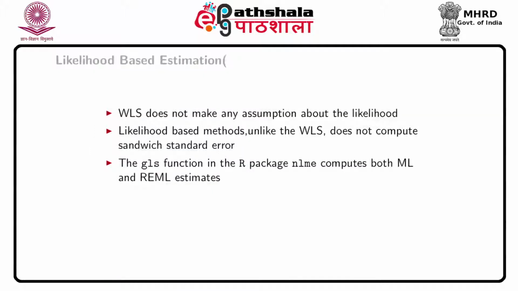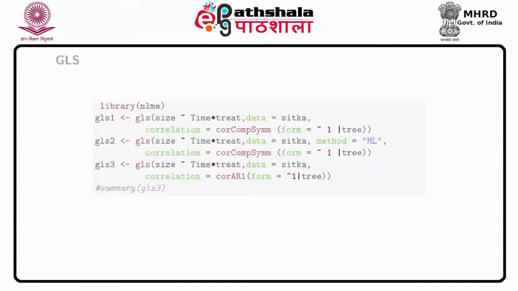Now, as we all know, weighted least squares does not make any assumption about the likelihood, and we have also learned theoretically about the REML functions. So we would now be using the R package nlme to compute the REML estimates. But REML estimates do not provide the sandwich standard errors, which weighted least squares generally provides. To compute the REML estimates or the maximum likelihood estimates, we would be using the gls function. The R package nlme contains the gls function.